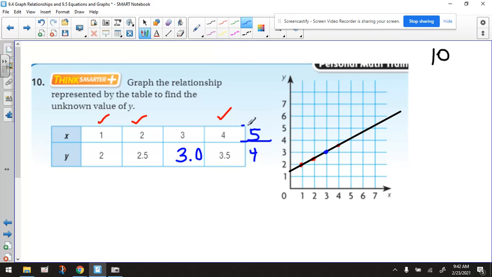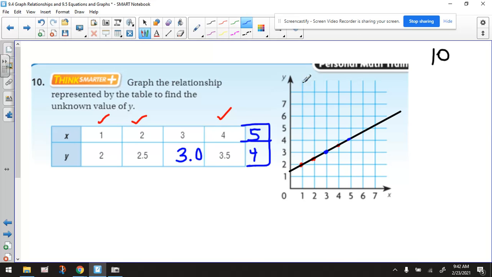But we can also use the graph. If we go over 5, you see how we end up at the 4? We could use the line to help us make predictions, or we can look for patterns and even figure out some sort of a linear function.